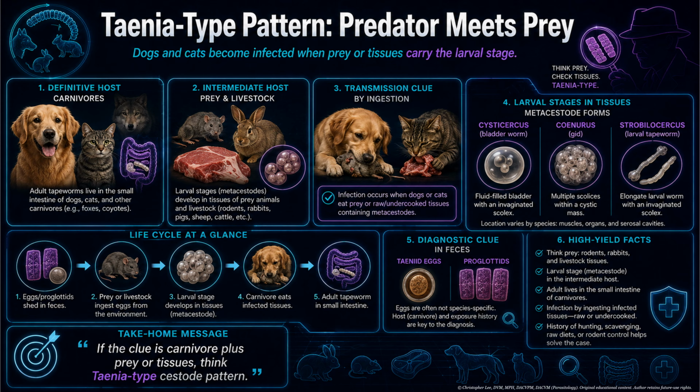That is why exposure history matters. Rabbit hunting, rodent predation, access to carcasses, raw offal, or undercooked tissues can move the Taenia-type shelf higher on the differential. A negative fecal result does not erase the life cycle. Additionally, Taenia-type eggs support recognition of a taeniid cestode, but they cannot identify the genus or species by appearance alone. Exposure history narrows the story. Molecular testing may be needed when a species-level answer matters.